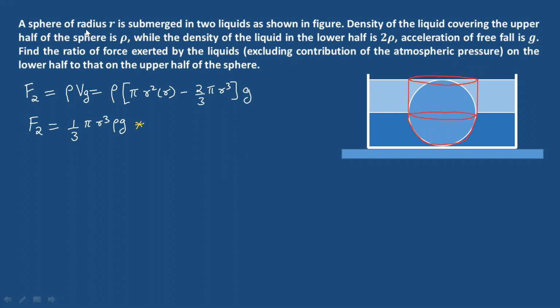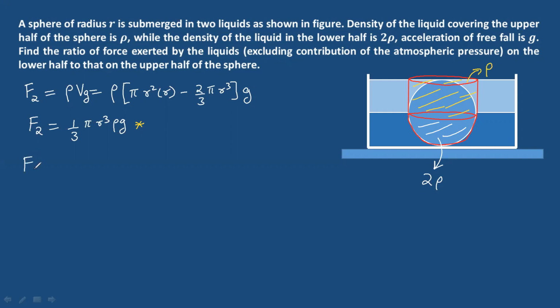But the difference here is that the weight of the liquid in this particular cylinder would be that of density rho. I mean, the density that you're supposed to take would be rho, and the weight that you're supposed to calculate in the lower half, that is the hemisphere, would be that of the liquid of density 2 rho. All right, so you'll have to be conscious about this particular thing.